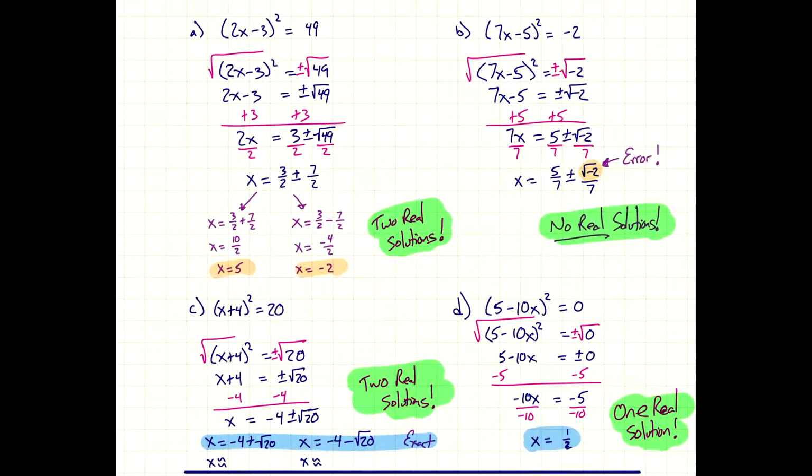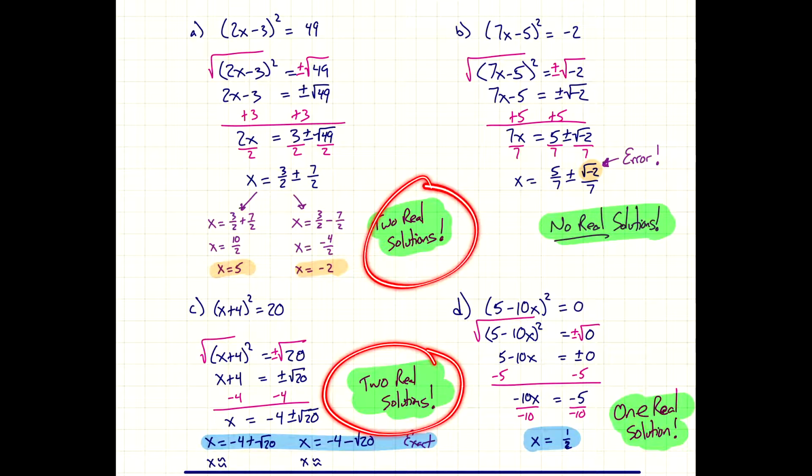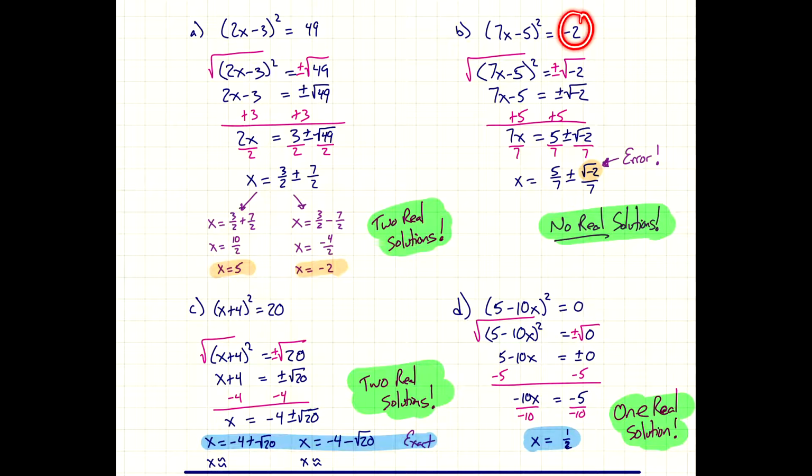So things to note is the ones with two real solutions, you'll notice this was equal to 49, this was equal to 20. How is that different than the others? Well, this one is equal to -2, right? It was the only one with a negative, and it was the only one with no real solutions. So when this perfect square form is equal to a negative number, there's always going to be no real solutions because we're going to end up with a negative in the square root.